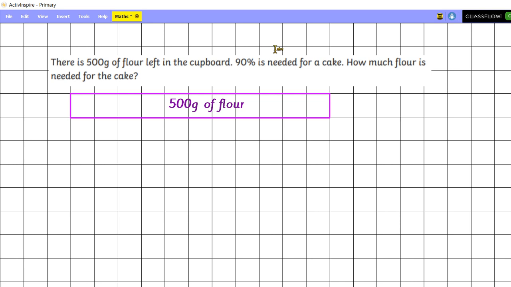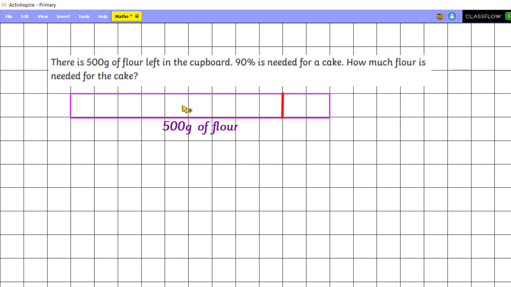90% is needed for a cake. How much flour is needed for the cake? So 90% of this 500 grams is what's needed for a cake. So I'm going to split that up here. And the 500 grams is what the total is.